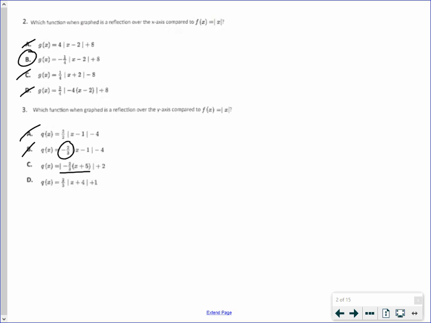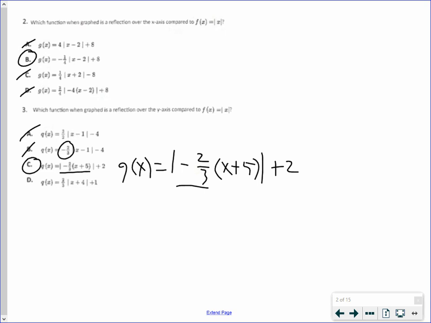It's kind of hard to see, but this does say g of x equals the absolute value of -2/3 x plus 5 plus 2. And since our negative is with our b value, that makes our answer for number 3 to be C.